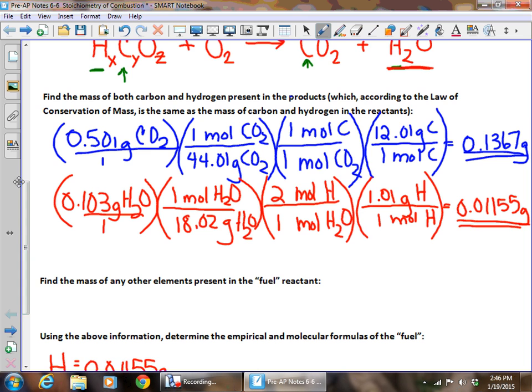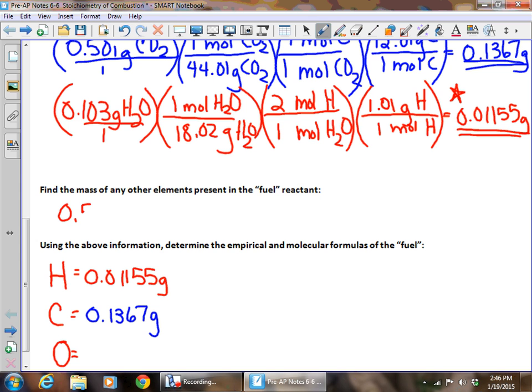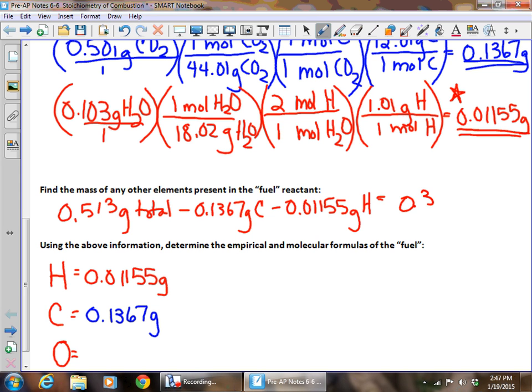So now that we know both of these two, think about how we would find the oxygen. Let's look back up at this original problem. We know we've got this much total, and we just found out carbon and hydrogen. So think about it. All we need to do is to subtract those two values from our total up here, and we're going to end up with how much of it must be due to oxygen. So let's do that. We've got 0.513 grams total. We're going to subtract off the 0.1367 grams of carbon and the 0.01155 grams of hydrogen, and we end up with 0.3648 grams of oxygen.